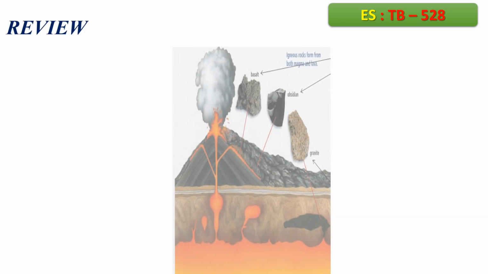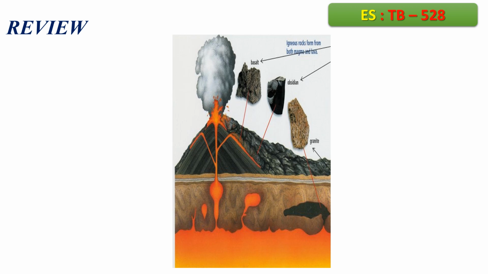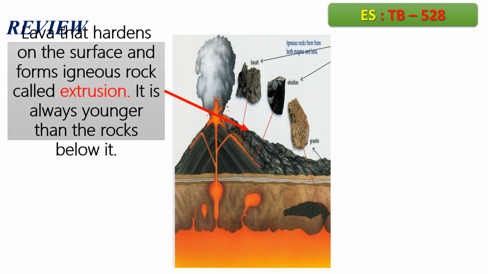Extrusion and intrusion. Look at the diagram. You can see extrusion, how extrusive rock layers are formed. Lava that hardens on the surface and forms igneous rock is called extrusion. Extrusion is always younger than the rocks below it.